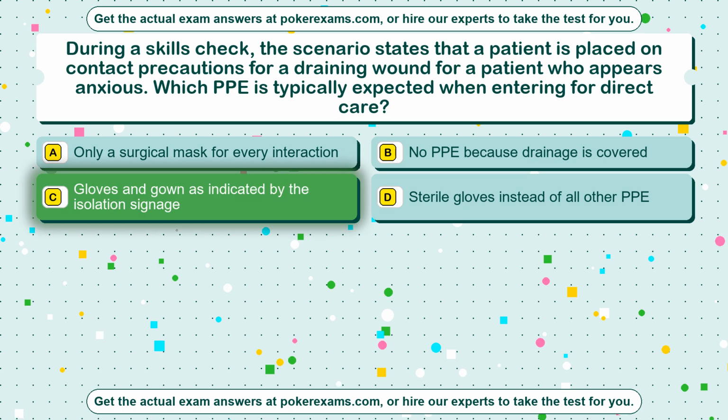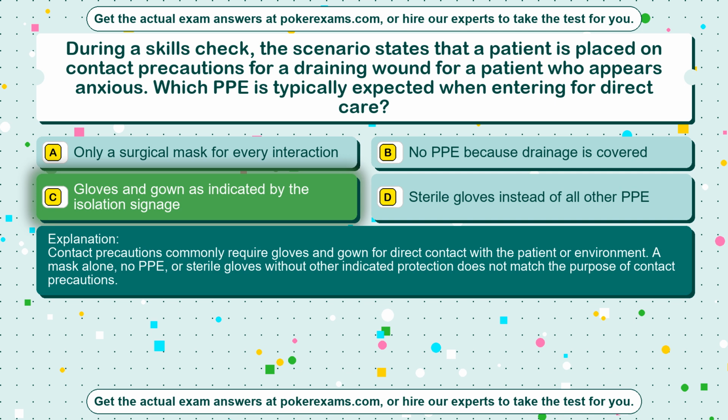The correct answer is option C, gloves and gown as indicated by the isolation signage. Contact precautions commonly require gloves and gown for direct contact with the patient or environment. A mask alone, no PPE, or sterile gloves without other indicated protection does not match the purpose of contact precautions.